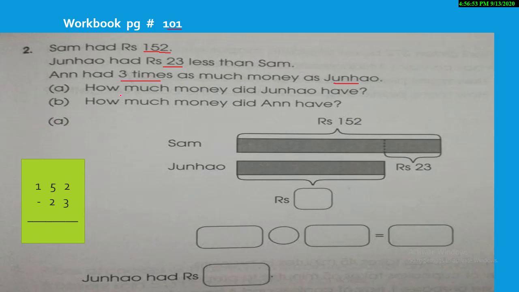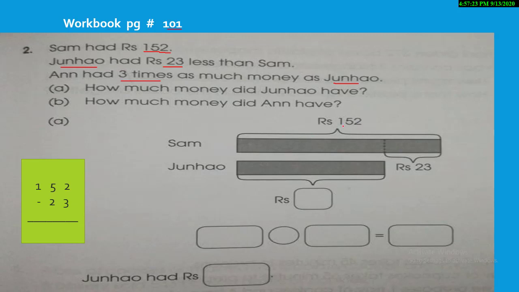So let's move on to our question number A. But first, let's translate this whole word problem into your mind, that there are 3 boys. Sam had 152 rupees, you know its amount. Juhao had 23 less than Sam. So first of all, we need to figure out this one. How much money did Juhao have? See? I told you, first of all, we need to find out how much money Juhao actually had.